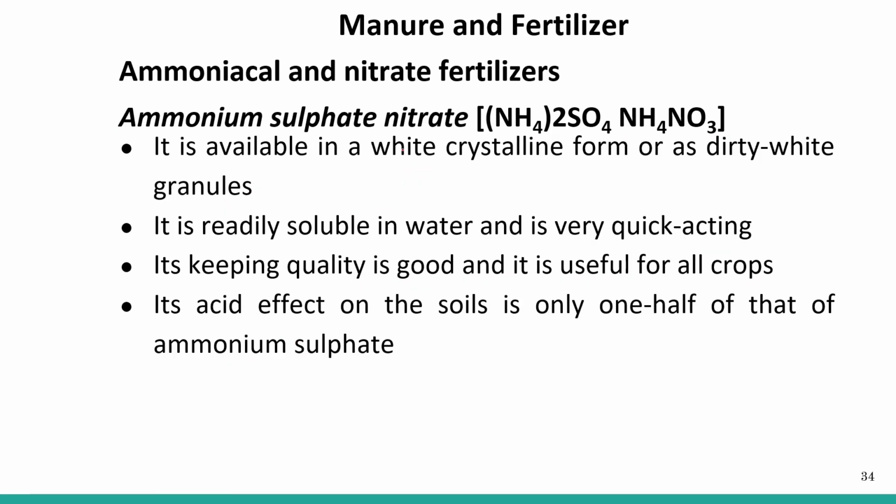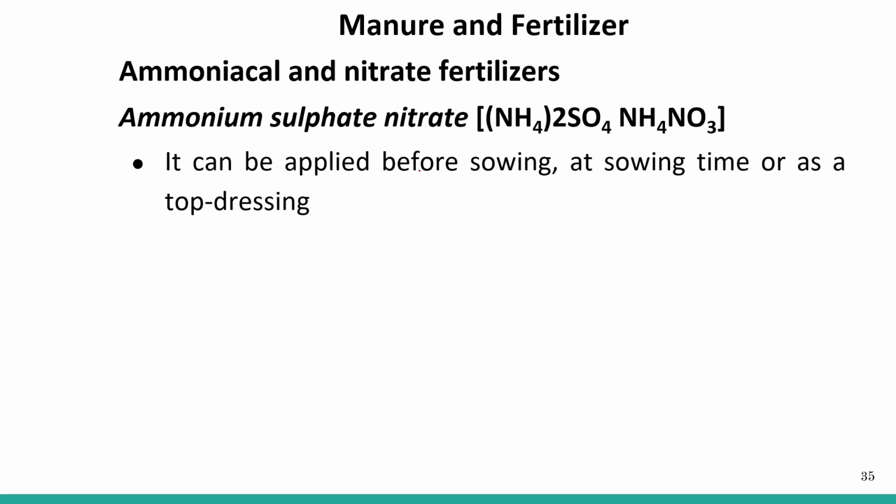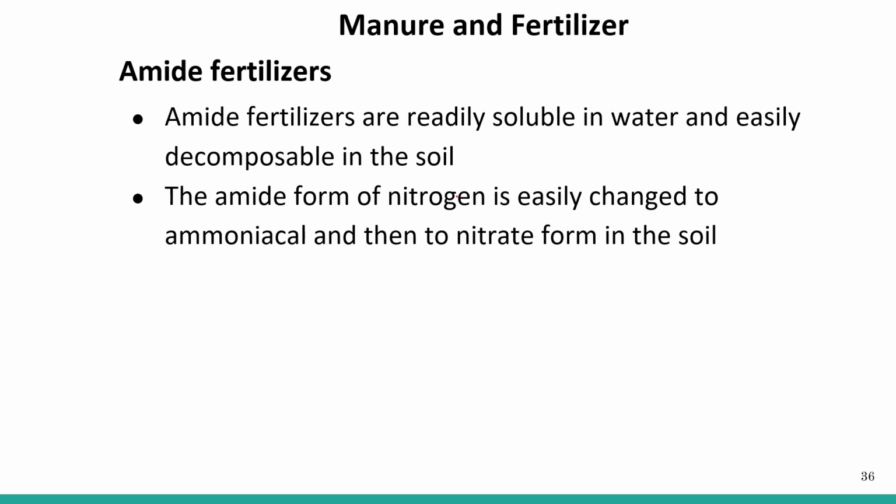It is available in white crystalline form or as dirty white granules. It is readily soluble in water and very quick acting, so it gets quickly absorbed. Its keeping quality is good and it is useful for all types of crops. Its acid effect on the soil is only half of that of ammonium sulfate. It can be applied before sowing, at the time of sowing, or even as a top dressing.